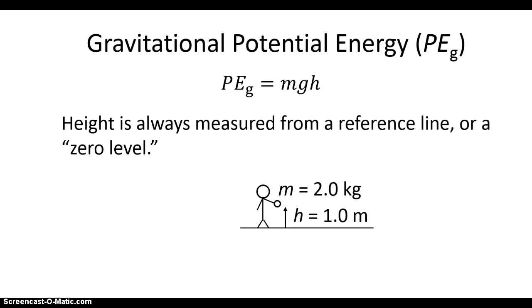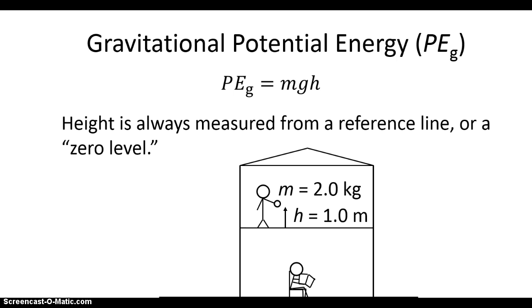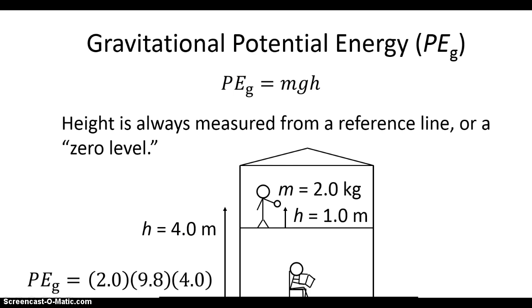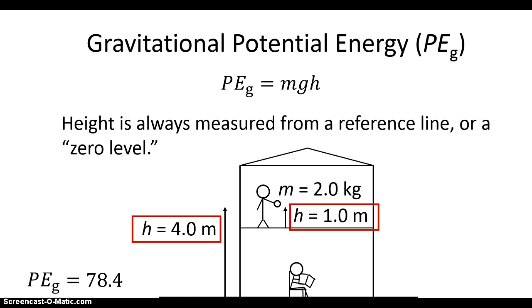But consider this. What if the floor you're standing on is the second floor of a house, and actually the ball is 4 meters up from the ground outside? Well, now the potential energy is going to be different. The mass is 2 times g, following this equation, which is 9.8, times the new height, which is 4. And this comes to 78.4, still ignoring units. So, which value is correct? Which height is right? Is it this height, or is it this height? Well, the answer is they're both kind of right.